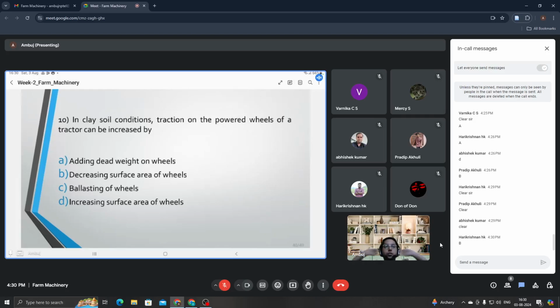Yes, B. Good. Decreasing surface area of wheels. Okay, good.